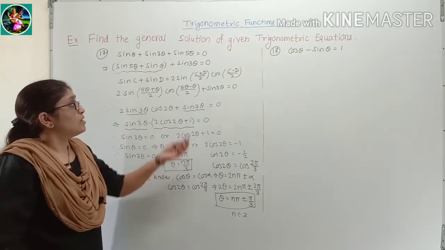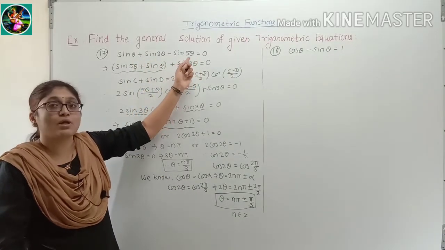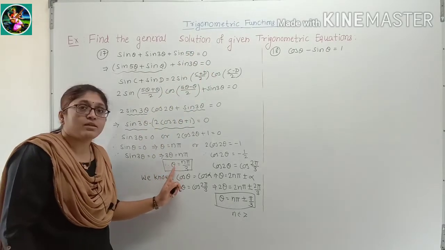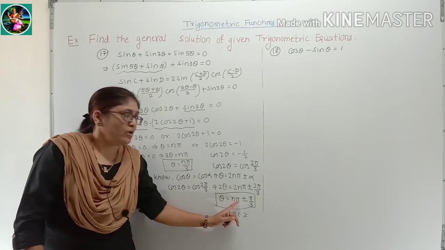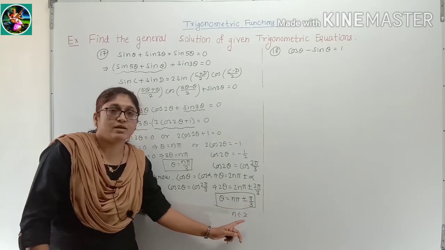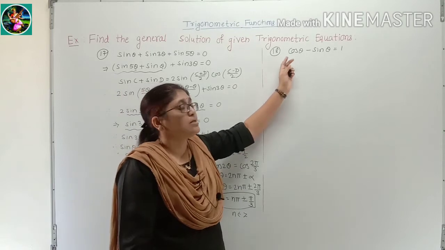Therefore, the general solutions for the given trigonometric equation are theta is equal to n pi by 3 or theta is equal to n pi plus or minus pi by 3, where n belongs to Z. Okay, now we solve one more example.